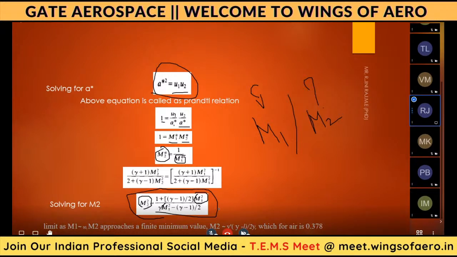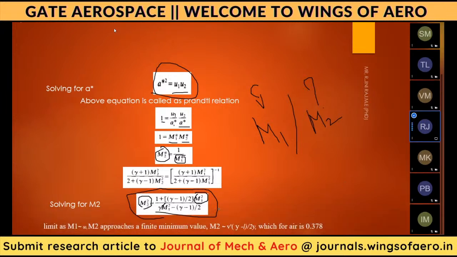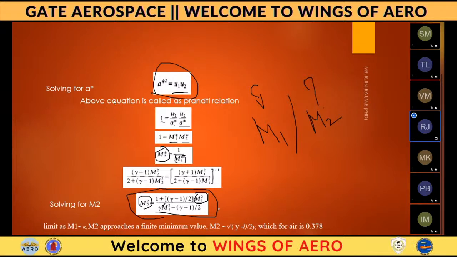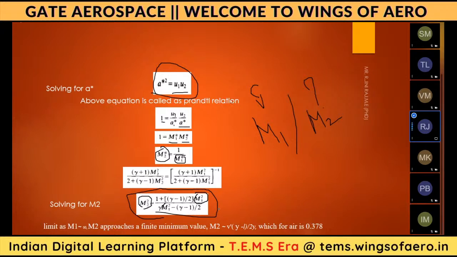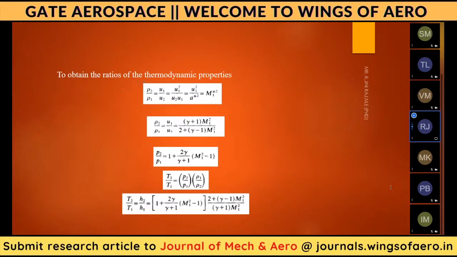Then another thing, this is also important. If M1 value is infinity, then by substituting it, the equation is reduced to a finite value, so that we can get Mach number M2 equal to 0.378 for a normal shock wave. These are the thermodynamic relations.